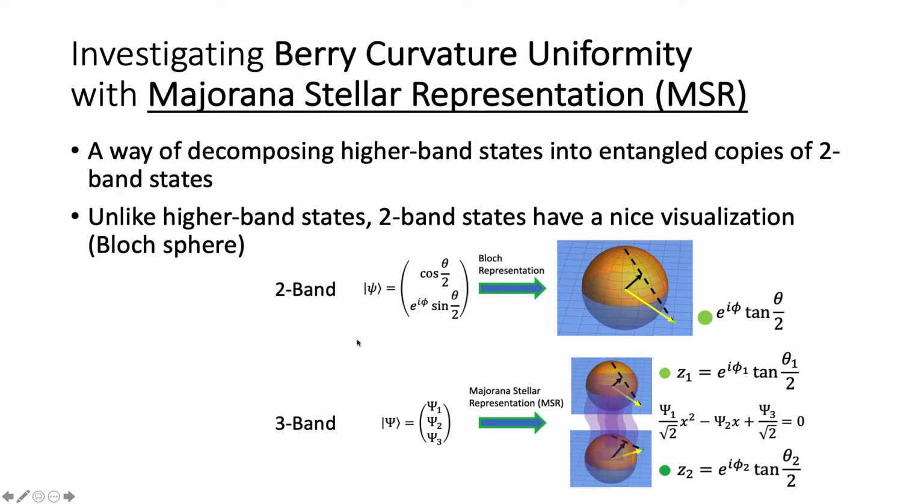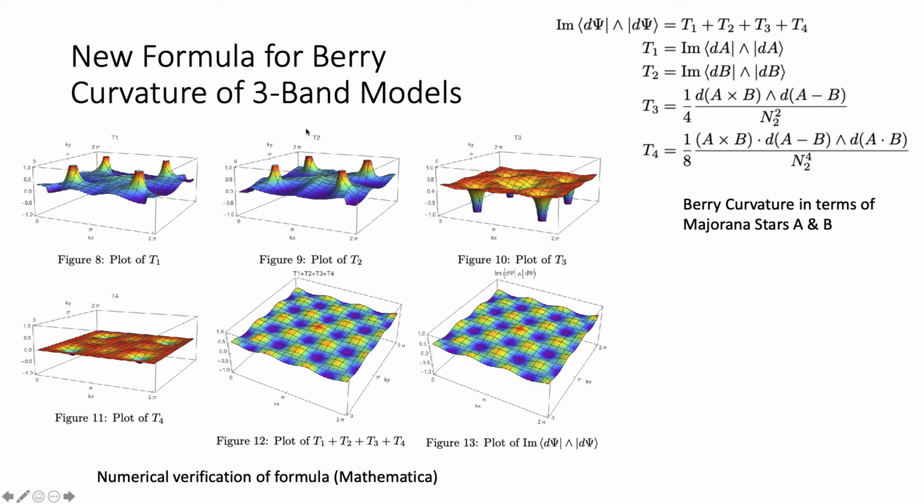Now, why do I want to do this? It is because for the two-band model, the Berry curvature has a very nice geometrical interpretation on the Bloch sphere. The Berry curvature of a two-band model is simply the solid angle on the Bloch sphere. I hope to develop a formula or a form of intuition to understand the Berry curvature of three-band models using the Majorana stellar representation.